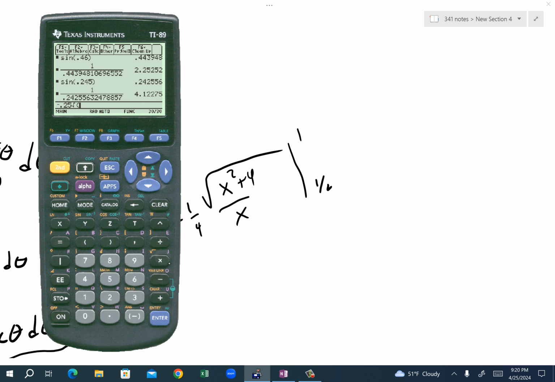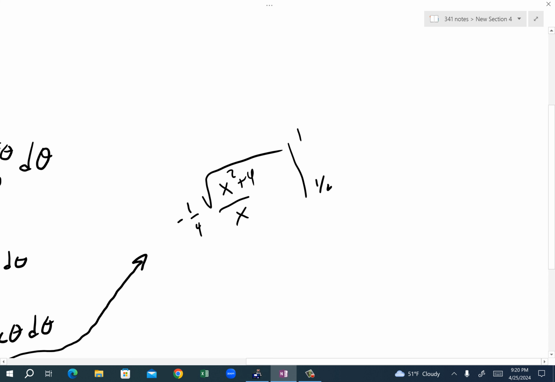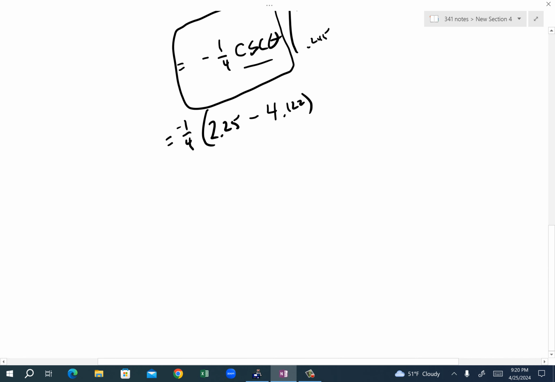Square root of x squared plus 4 divided by x, such that x equals 1. And then I do this such that x equals 0.5. And I take this fella minus this fella, and I get that. 0.47.